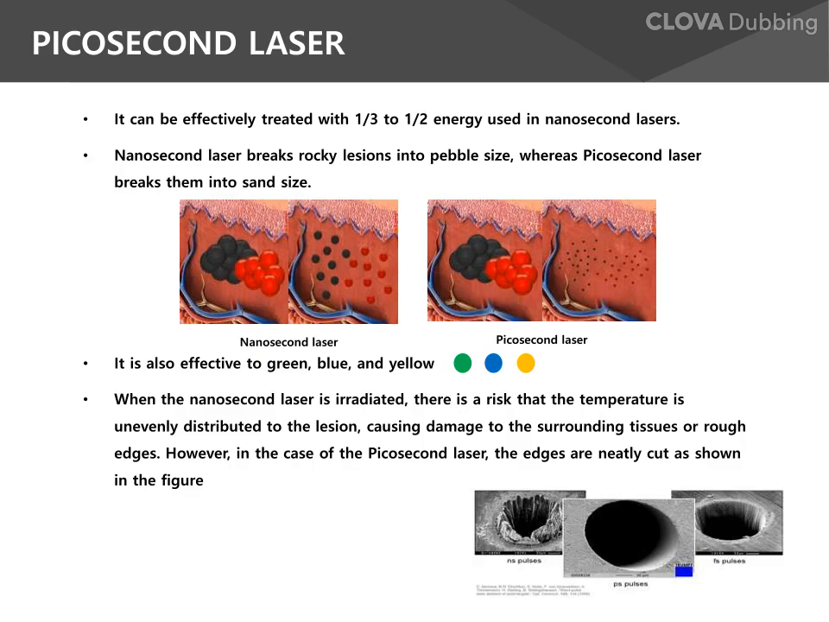The picosecond laser can achieve effective treatment using only 1/3 to 1/2 of the energy used by nanosecond lasers. Additionally, it can more finely target pigments and is particularly effective on green, yellow, and blue pigments.